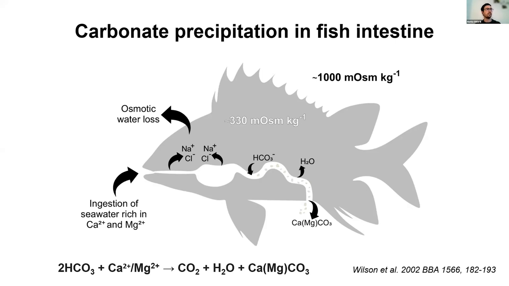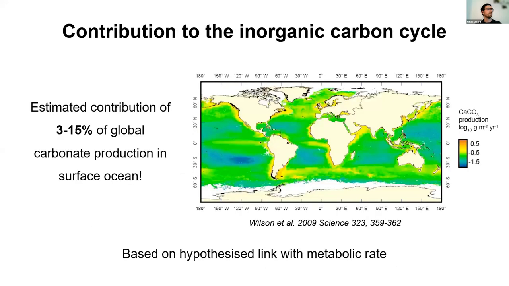And the precipitated carbonates are then excreted into seawater at high rates, either alone or embedded within feces. And through this process, they can contribute substantially to the inorganic carbon cycle. Rod Wilson and colleagues in 2009 estimated that fish can contribute up to 15% to the global carbonate production in the surface ocean.